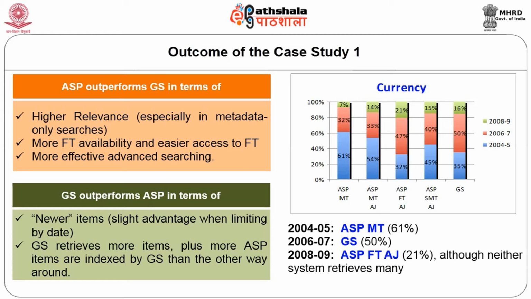When one compares the top 10 results, it was found that similar searches in ASP and GS, that is Google Scholar, produce different results, and thus the authors conclude that ASP is a good primary tool for bibliometric search, GS is a good supplement, and they give the caution that searchers may want to use both systems to have the best of both worlds. Let me take another study as case study 2.